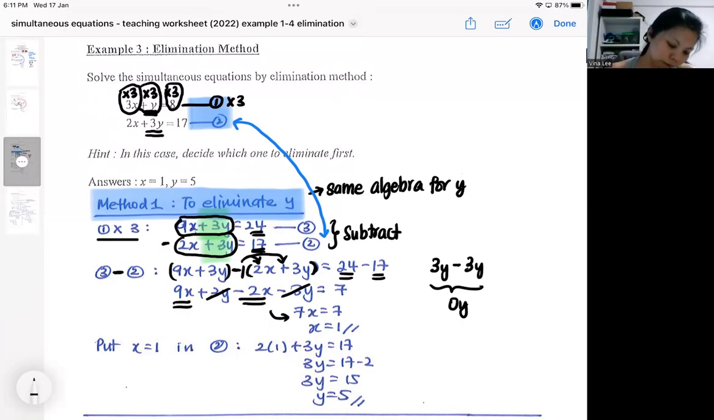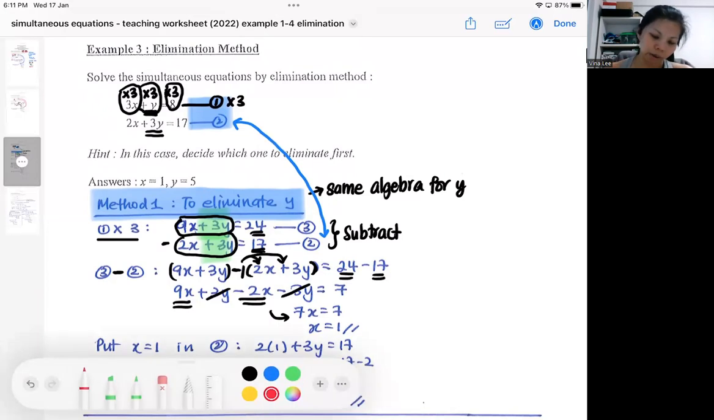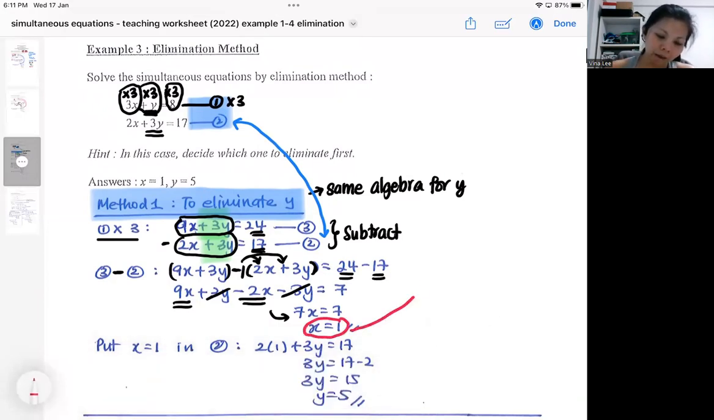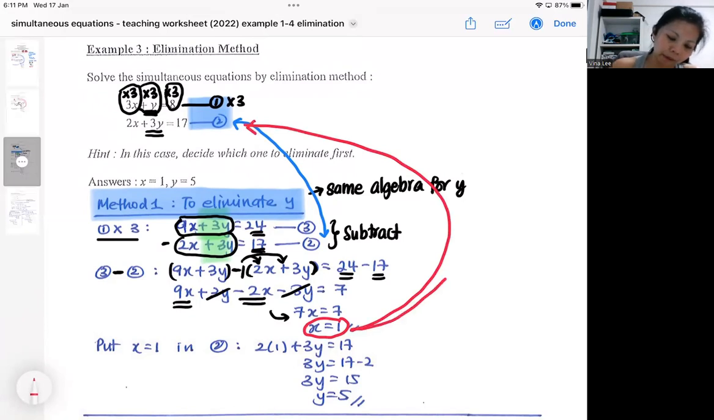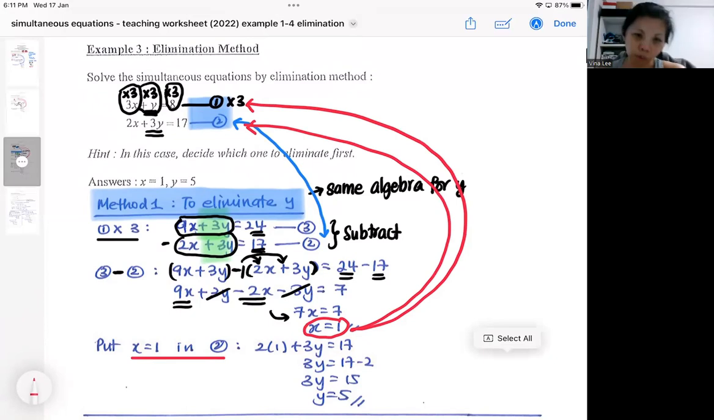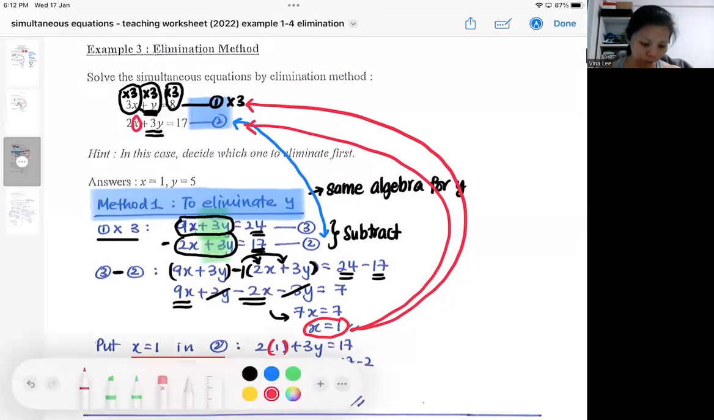Once you have solved for your x, you can put your x back into any one of the equations. I choose to put the x in equation 2, meaning the x in equation 2 will change to a value of 1. Then I do my linear equation to solve for y. So here I decided to eliminate y, so I made the same algebra for y.